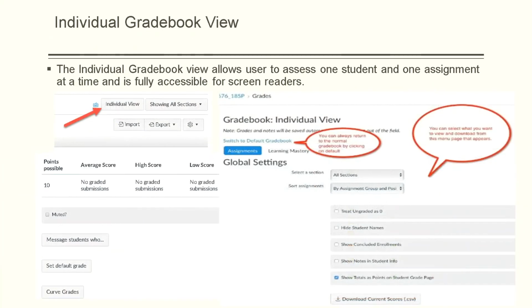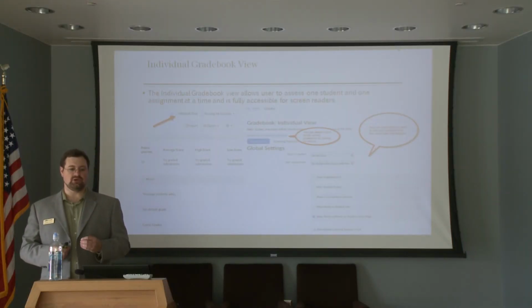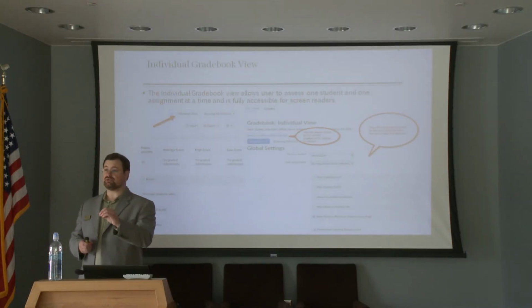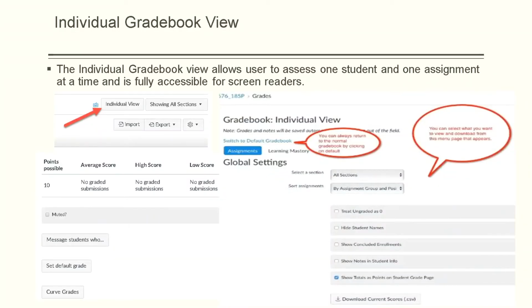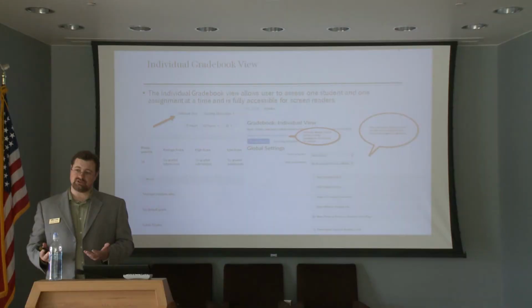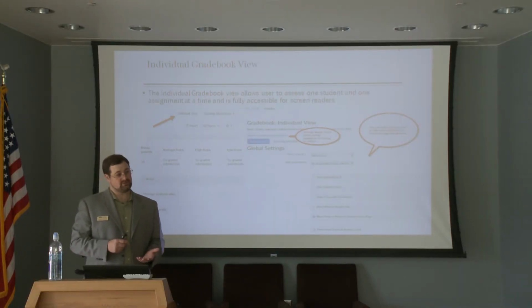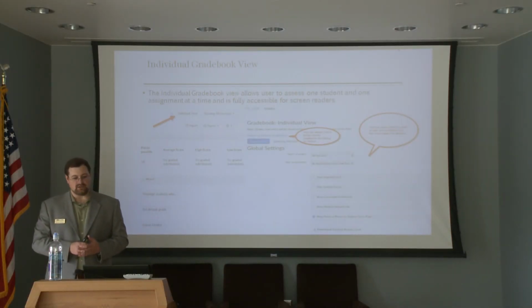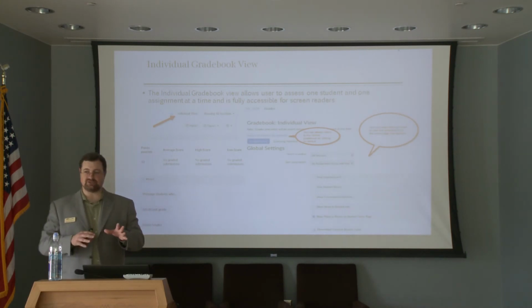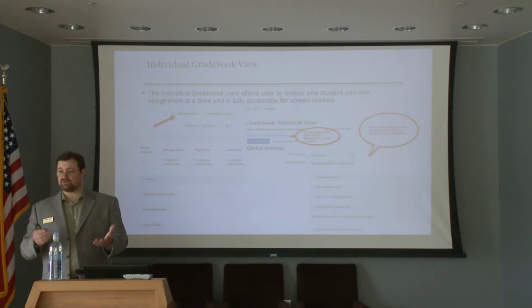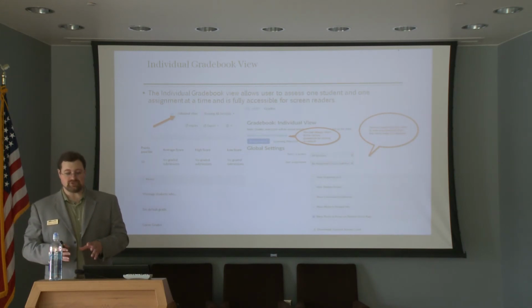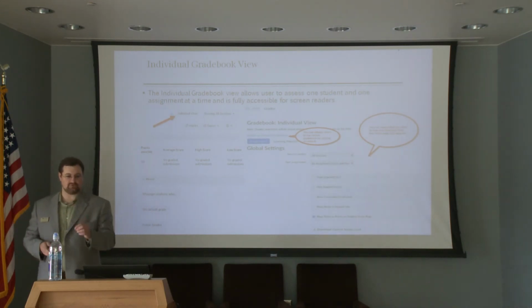courses and their outcomes. The individual gradebook view essentially allows you to hone in on one particular student and one particular assignment at the same time. You can curve grades. You can set a default grade if you need to. It also provides statistics that show you the average score in your class for that particular assignment. So the individual view gives you a lot of really good information.